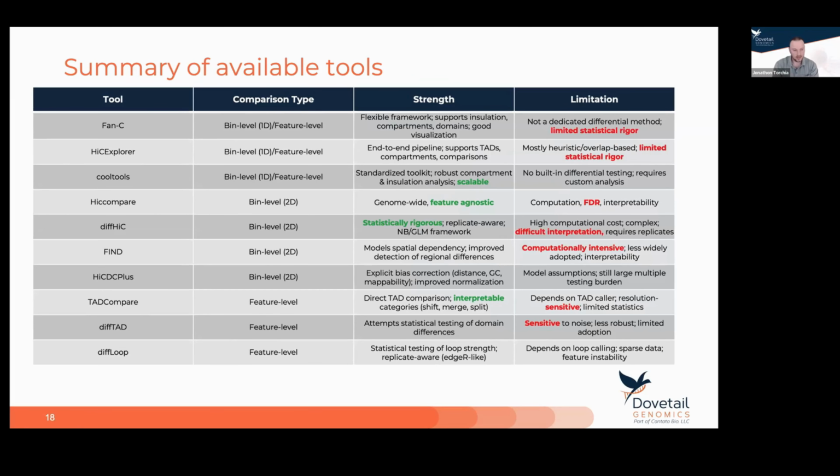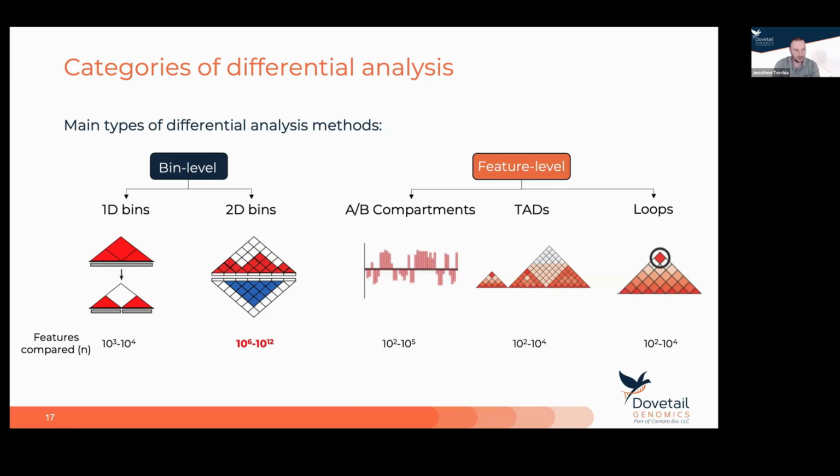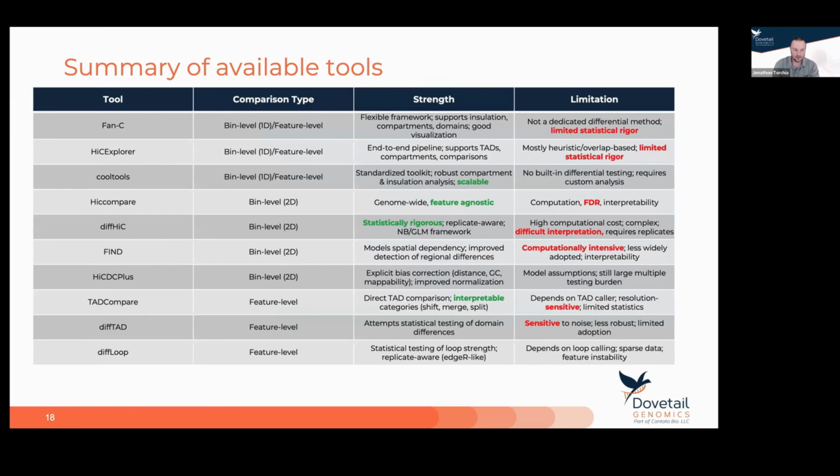I don't want you to read this entire slide, but the challenge of having these different levels at which we can compare the genome, the bin level and the feature level, is that you have a number of different tools available to you, all with their own strengths and weaknesses. At the feature level, I just highlighted in green and red some of the strengths and weaknesses. I'll have a better summary later. I just want to show you the sheer number of options that a researcher has, right?